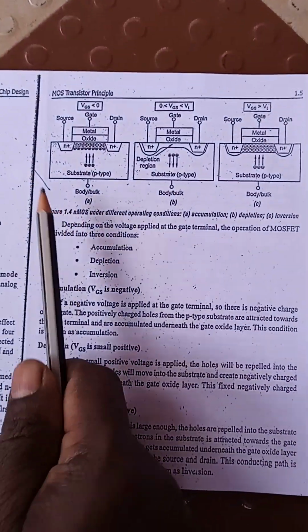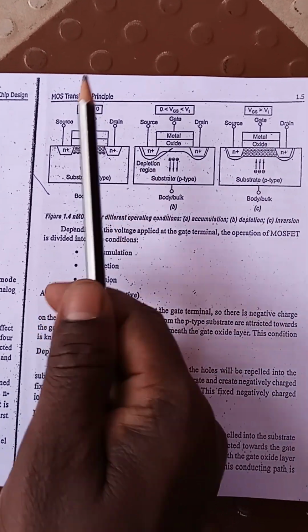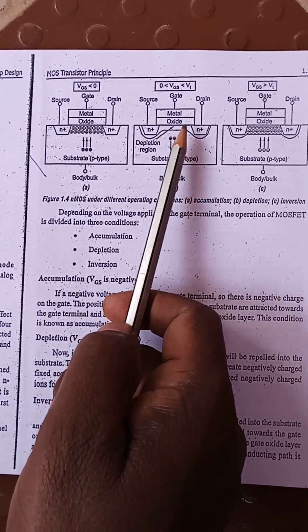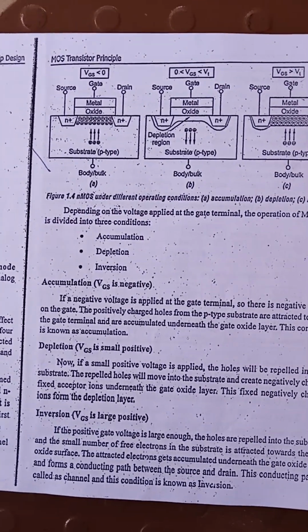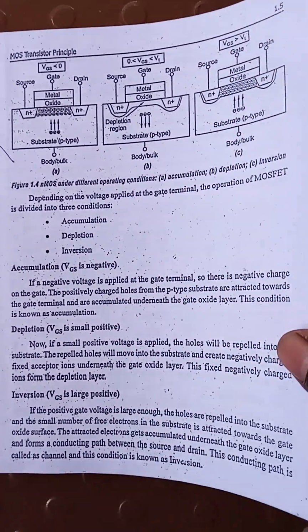Under what situation does each region come? If VGS is negative, it is the accumulation region. If it is slightly positive, it is the depletion region. And if it is more positive, it is the strong inversion region.